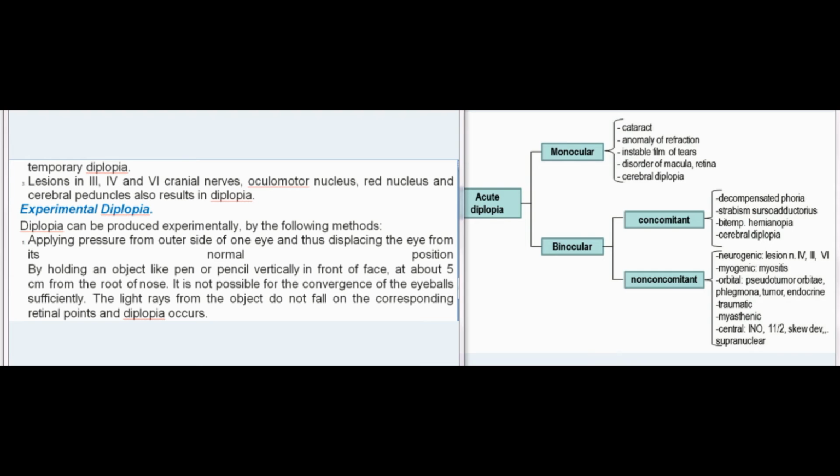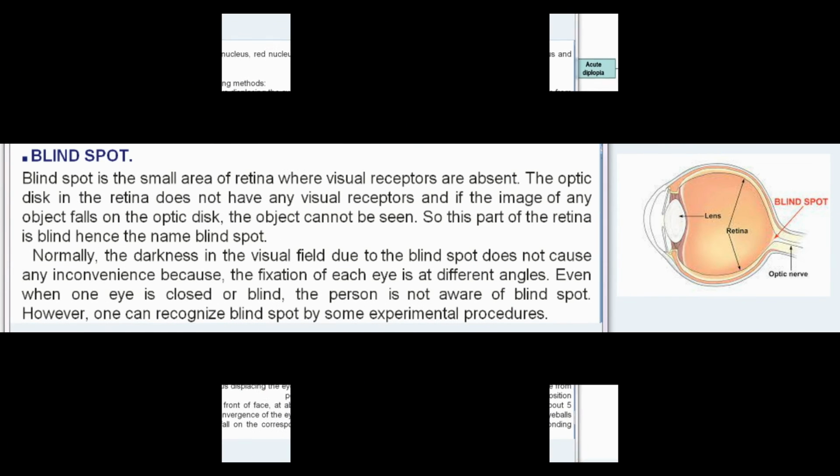Experimental diplopia. Diplopia can be produced experimentally, by the following methods: applying pressure from outer side of one eye and thus displacing the eye from its normal position; or by holding an object like pen or pencil vertically in front of face, at about 5 cm from the root of nose. It is not possible for the convergence of the eyeballs sufficiently. The light rays from the object do not fall on the corresponding retinal points and diplopia occurs.